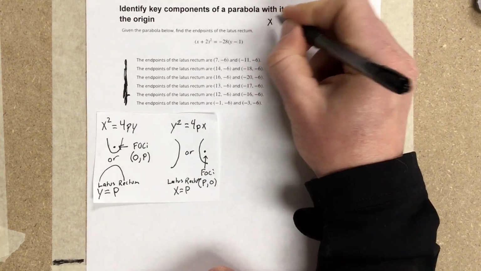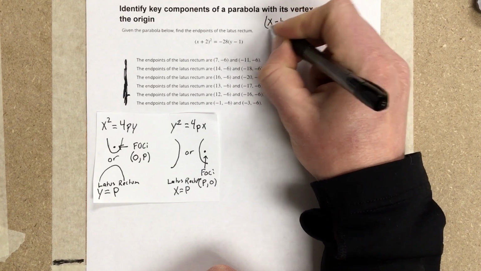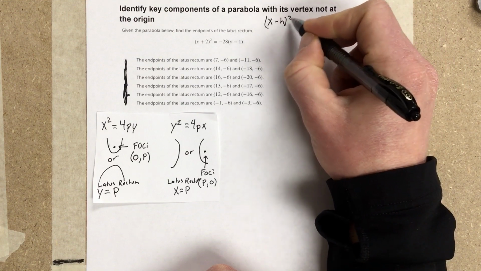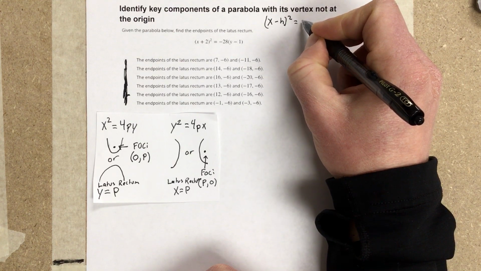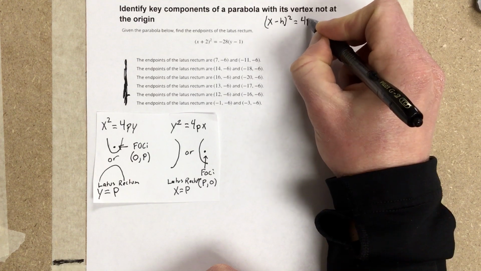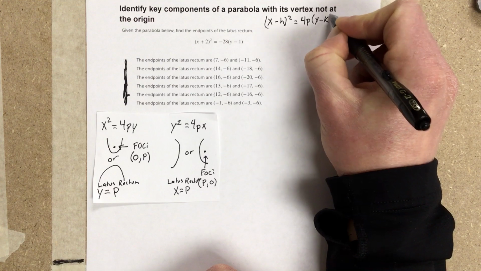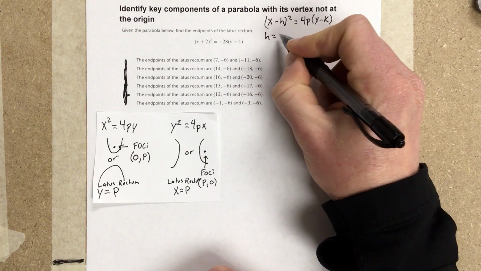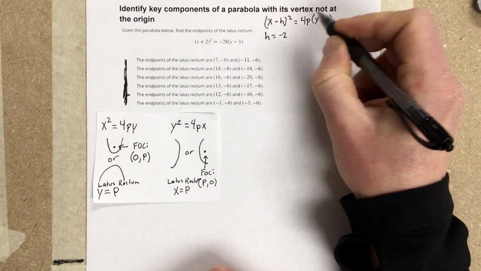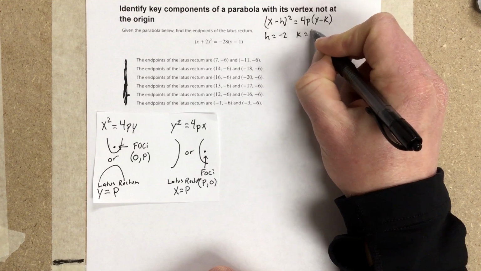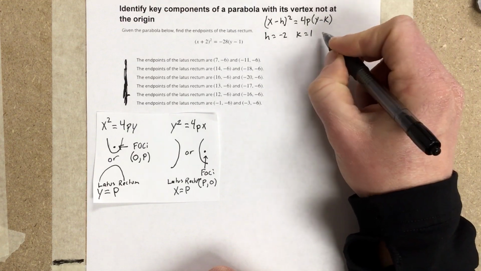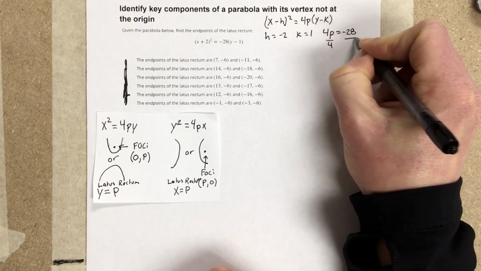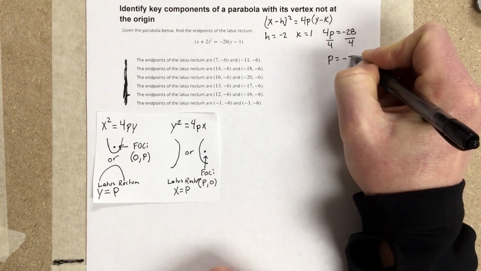It would be (x - h)². Anytime we're not centered at the origin, it's (x - h)² is equal to 4p(y - k). So we can see that our h value is equal to negative 2, our k value is equal to positive 1, and our 4p is equal to negative 28, which tells us, if we divide by 4 on each side, that p is equal to negative 7.